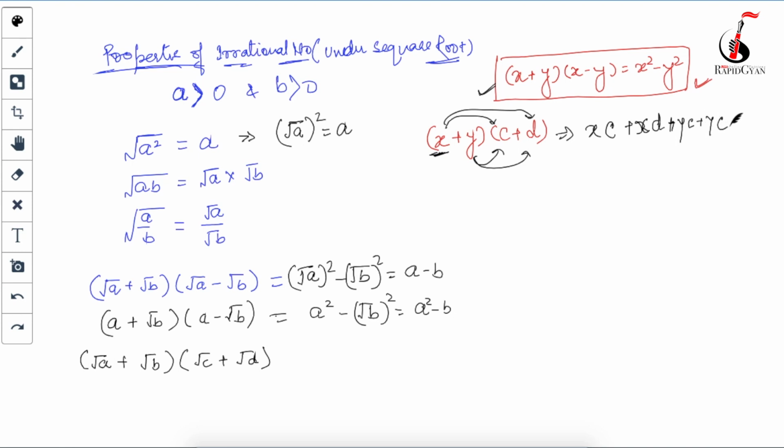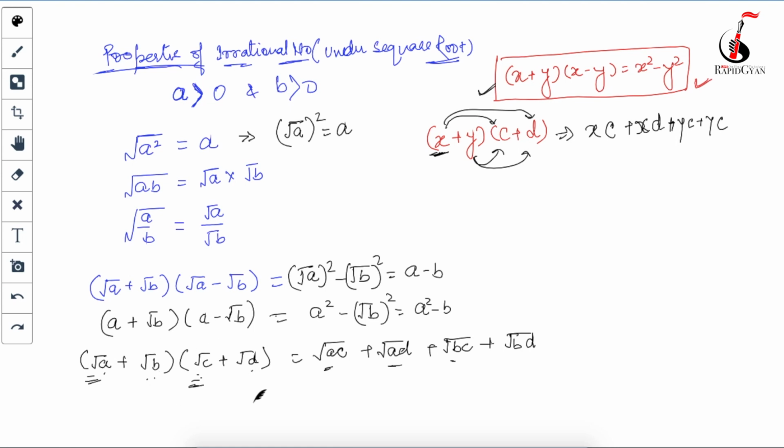Same thing we will have to do over here. Under root a times under root c will give me under root ac, correct? Plus under root ad plus under root bc plus under root bd. See here, under root a times under root c gives under root ac, under root a times under root d gives under root ad, under root b times under root c gives under root bc, and under root b times under root d gives under root bd.